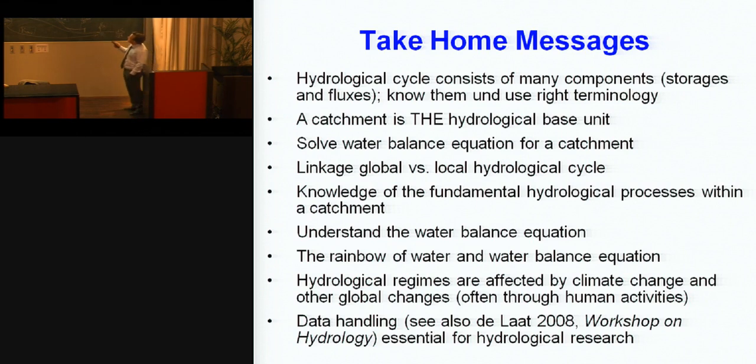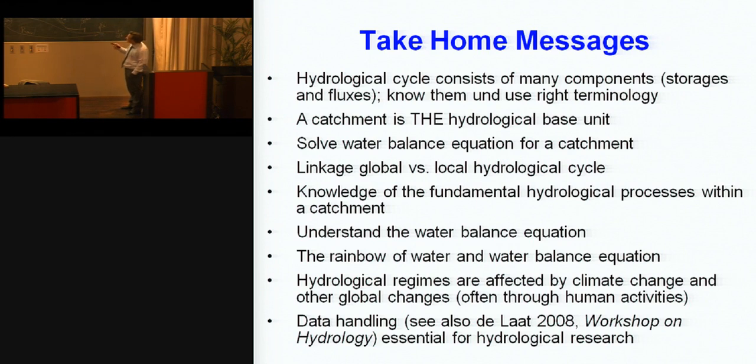Then we explained about the hydrological base unit. That's a catchment. I think that's clear for everybody. We talked about the water balance equation, that we usually solve that for a catchment. The big challenge is, what is the catchment? We said that boundaries of a catchment can change in space and time due to varying water levels in the groundwater or in the river itself. If the river flows in one or the other direction, like the Orinoco, or some lowland rivers here in Holland.